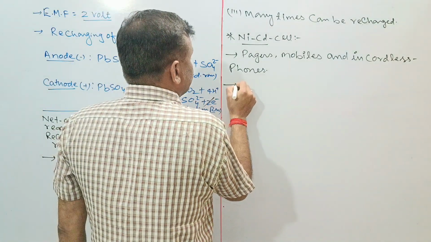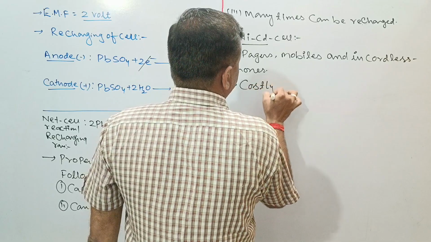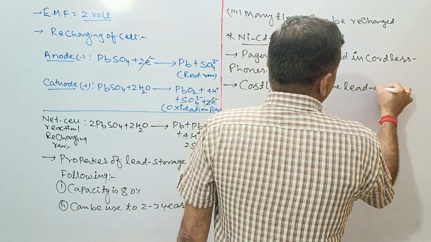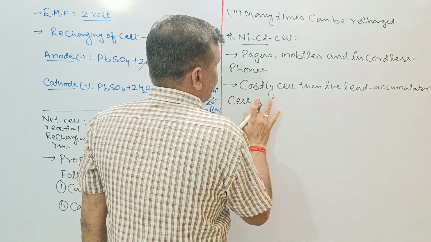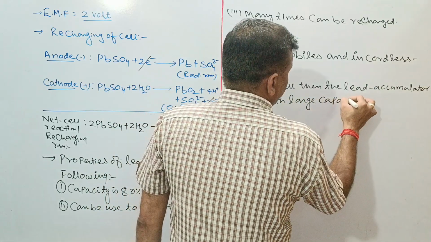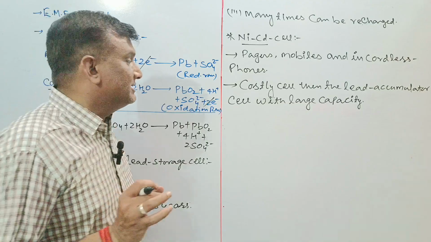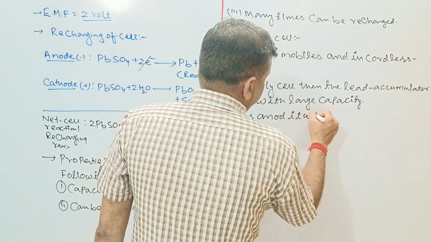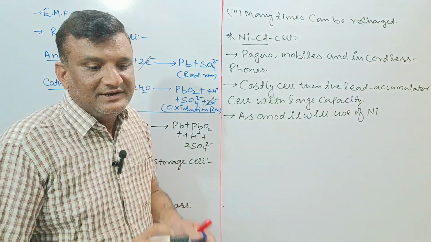नाउ विल गो विद द स्ट्रक्चर. We can say these are costly cell than the lead accumulator cell, and you can say with great efficiency, with large capacity. इनकी lead storage cell से भी ज्यादा होती है, इसीलिए कॉस्टली होंगे. पर्टिकुलर बात करें एनोड की, एंड इलेक्ट्रोलाइट, जस्ट एज एनोड it will use of Ni. As a Ni, if we'll go with it, then that is very important.